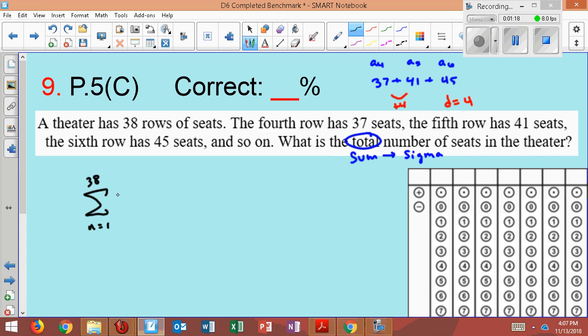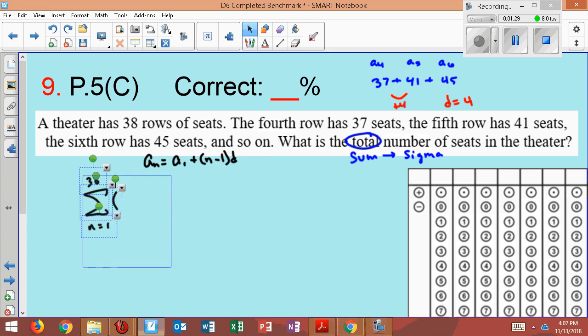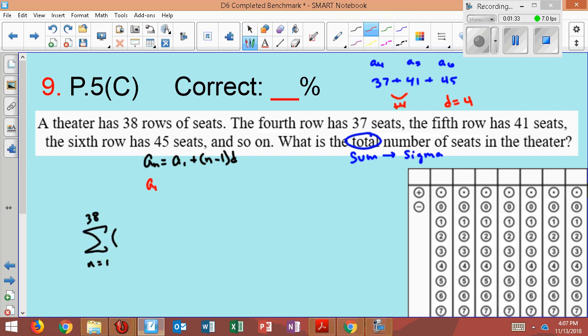So the way we solve this is we plug it into the formula. And that formula, if you did not catch it, was a sub 1 plus n minus 1 times the difference. Now in this problem, they did not give me a sub 1. And that's okay, because you can use this formula and say that a sub n equals, since they gave me the fourth row, a sub 4 there. But if this is a 4, then this n minus 1 becomes n minus 4. As long as these two numbers match, the formula will work.